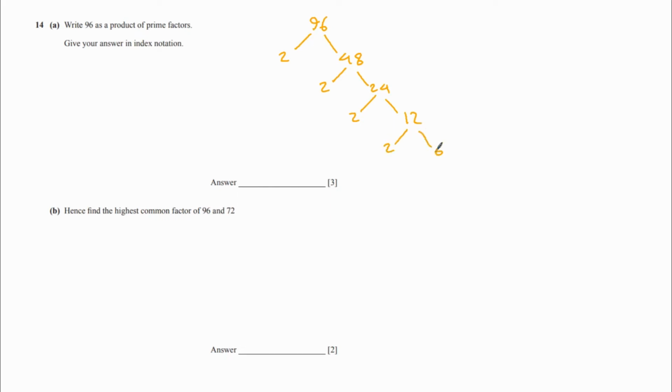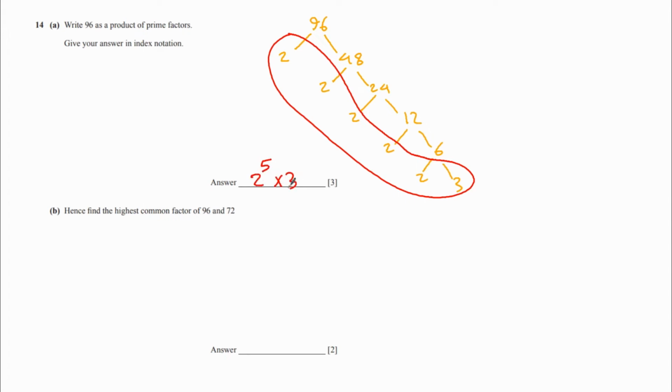Again by 2 is 6, and by 2 is 3. So we can say that 96 is equal to 2 times 2 times 2 times 2 times 2 times 3, which is 5 2's. So this would be 2 to the power of 5 times 3. And we write it in an index notation. So 2 times 2 times 2 times 2 times 2 is the same as saying 2 to the power of 5. Hence find the highest common factor of 96 and 72.